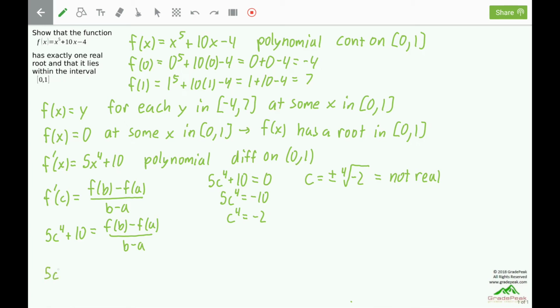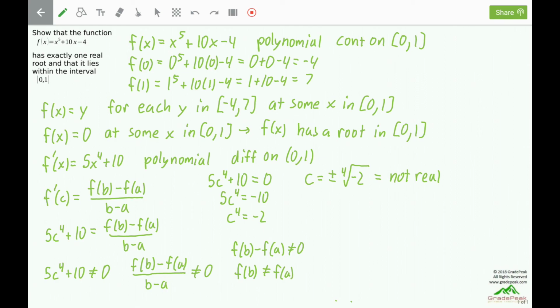Back here with the mean value theorem, if the derivative can't equal 0, that's the left side of the mean value theorem. The right side, the slope of the secant line connecting the endpoints, also can't equal 0. Now, if this fraction can't equal 0, we can multiply both sides by b minus a. And f of b minus f of a can't equal 0. And then adding f of a to the other side, f of b cannot equal f of a.